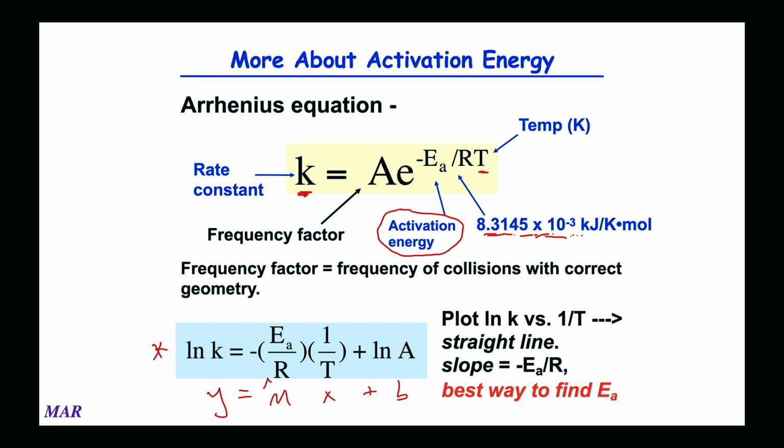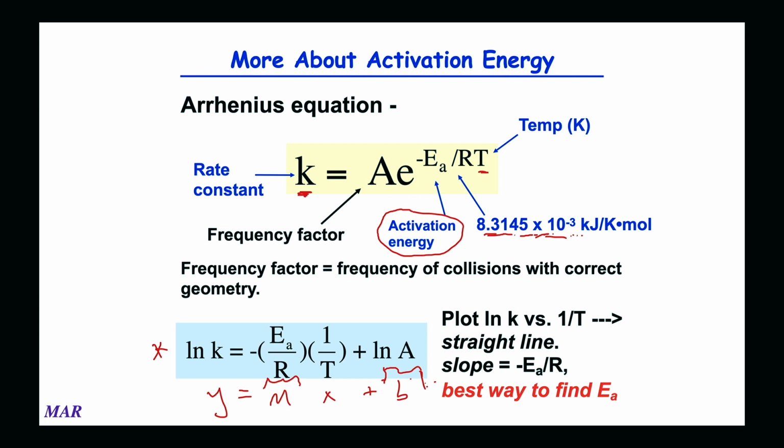M is the slope, all right? Negative EA over R equals the slope, which is a cool way to find the energy of activation. And B is related to the frequency factor. B equals the y-intercept equals natural log of A. So if you take a whole bunch of rate constants K and plot them as natural log of K versus 1 over their Kelvin temperatures, you will see a straight line.